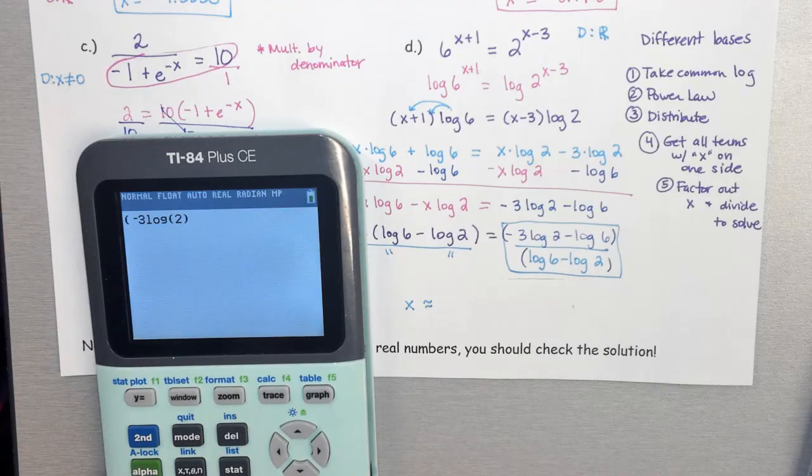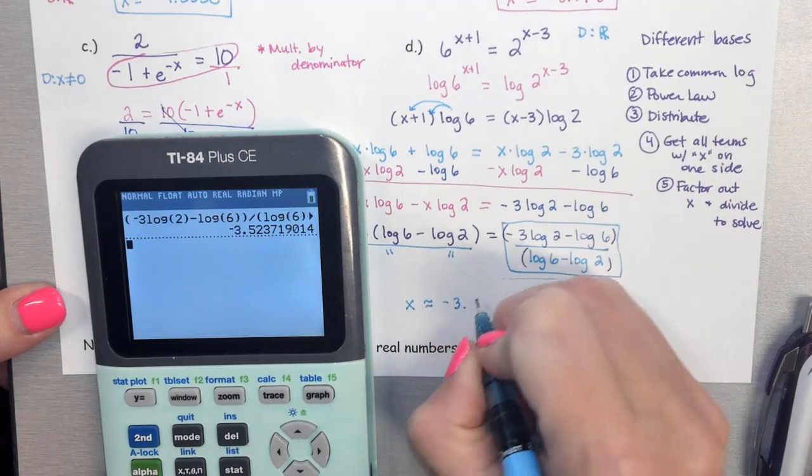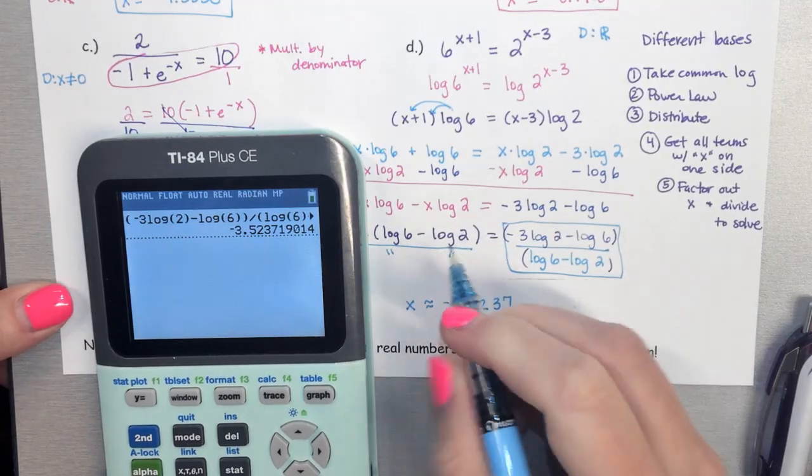Okay, so like I said, you can put this all in at once, -3 log of 2, but you are going to need to practice to make sure you're entering it right. Okay, and then divided by, and then we need parentheses on the bottom. The log of 6 minus the log of 2. All right, so make sure that you can get this final answer, -3.52, and then it's 371.